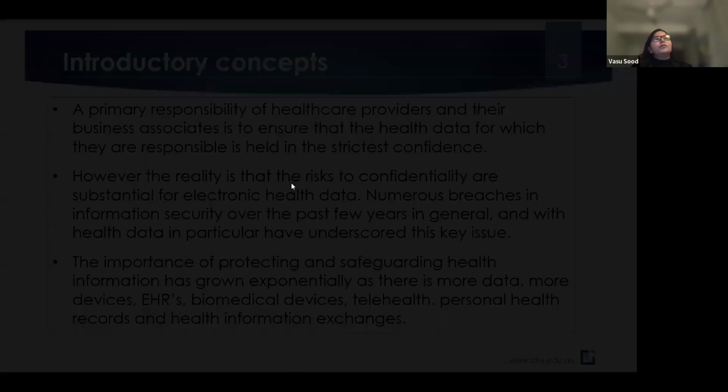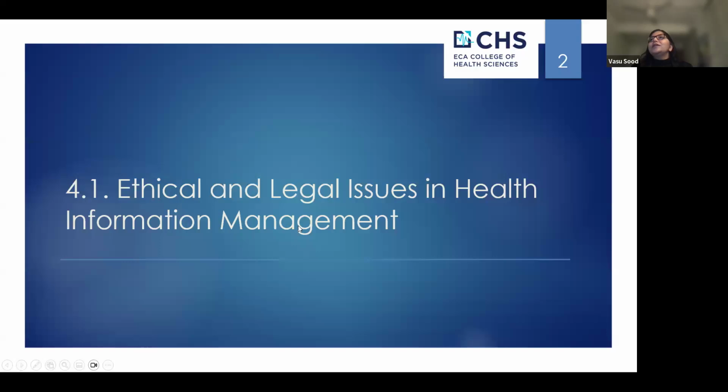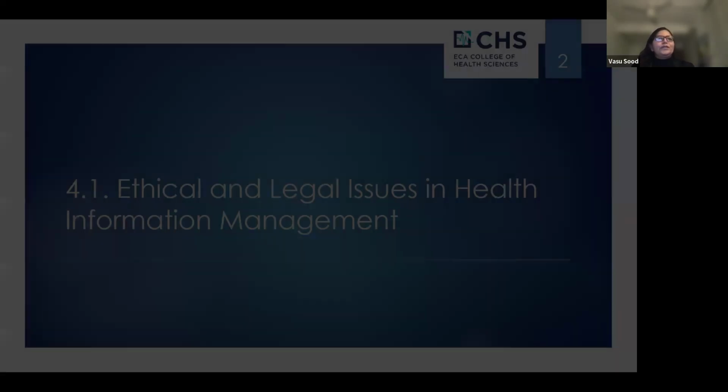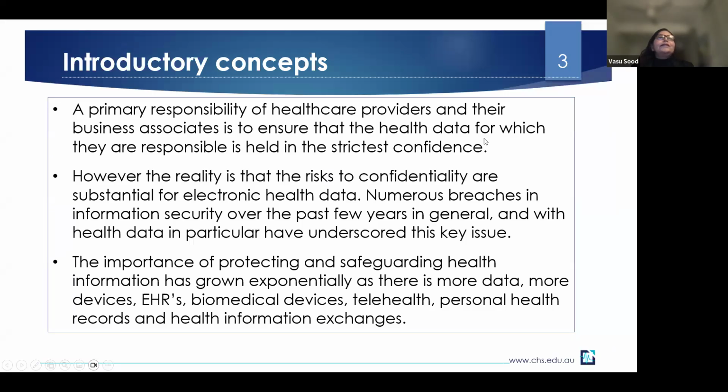Let's start with our first topic, that is ethical and legal issues in health information management. Moving further in this topic, just an introductory concept, or I would say a background. When we talk about health informatics, it is the responsibility of healthcare professionals and their partners to keep patient data confidential. However, electronic health records face significant risk of data breaches. We are well aware of those examples.